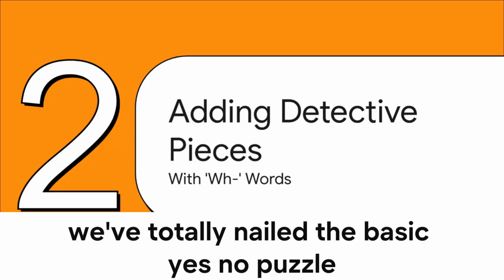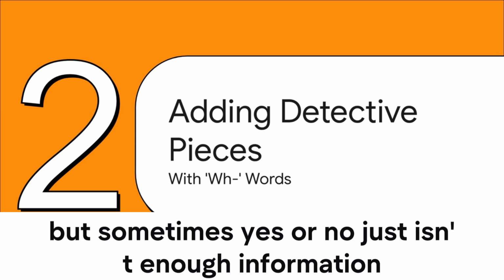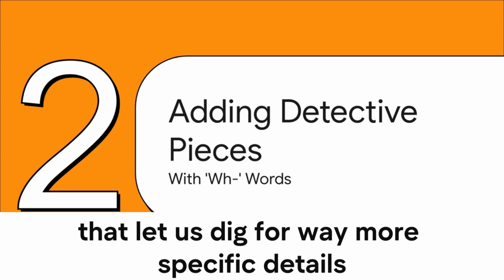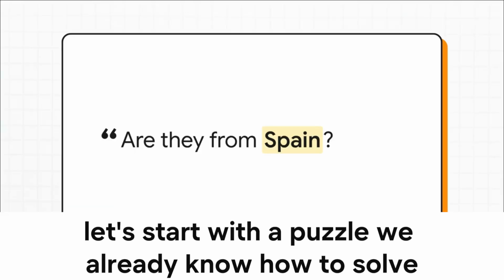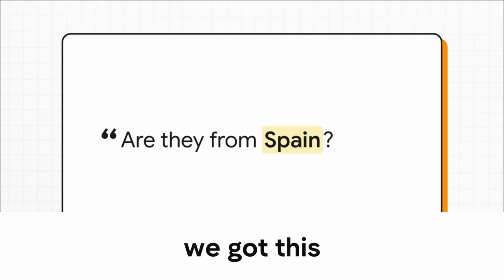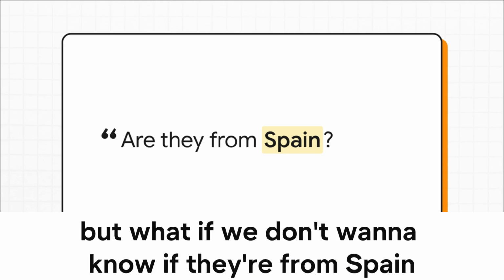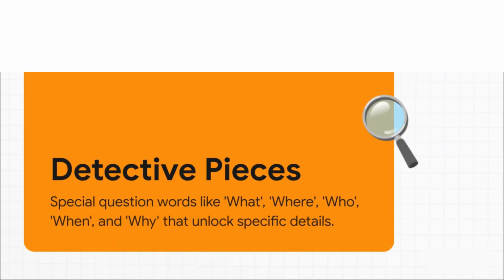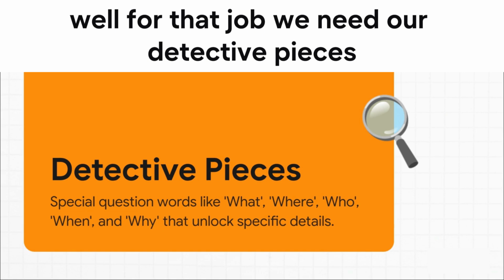We've totally nailed the basic yes-no puzzle. But sometimes yes or no just isn't enough information, right? So now we're going to add some really special pieces to our collection that let us dig for way more specific details. So let's start with a puzzle we already know how to solve. Are they from Spain? Simple 3-piece question. We got this. But what if we don't want to know if they're from Spain? We want to know where they're from. Well, for that job, we need our detective pieces.